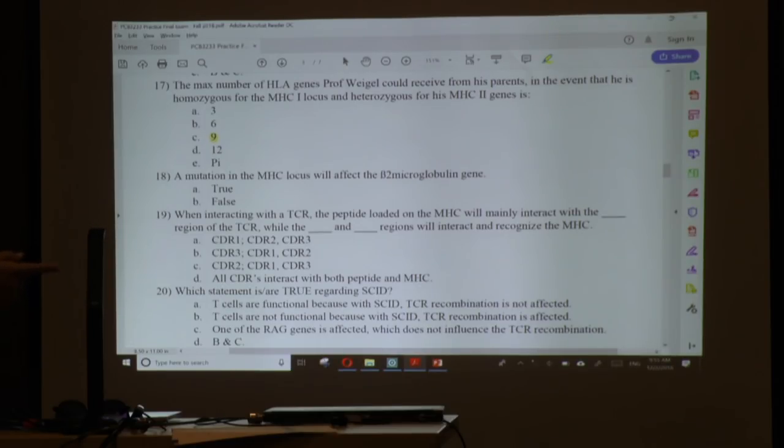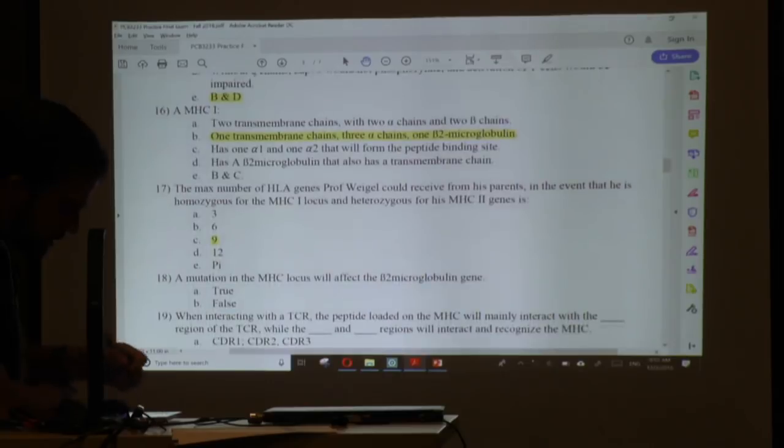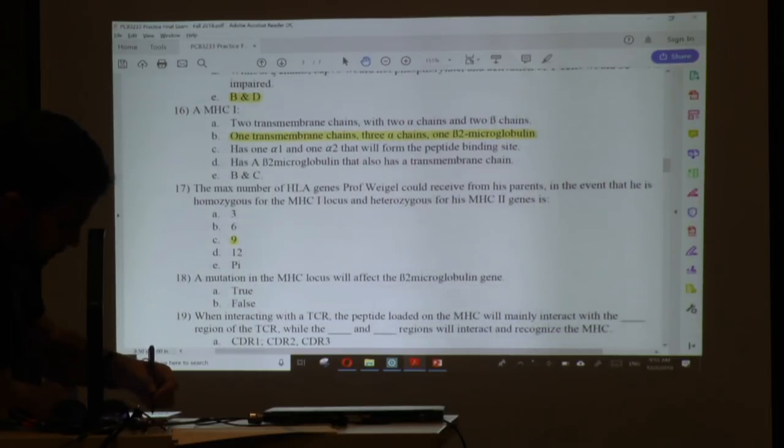Question? No, it's not B and C because, oh yeah, my bad. It is B and C. So when I read, for some reason I read B and D, it's wrong, but it is, yes. Good call, thank you, appreciated. Here it is.